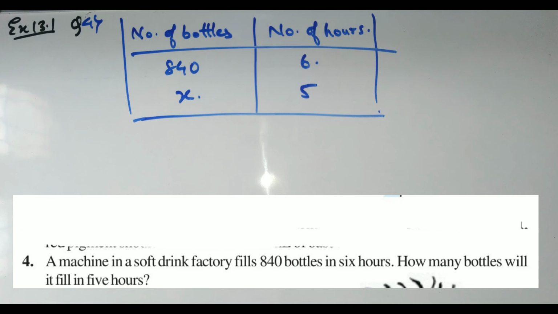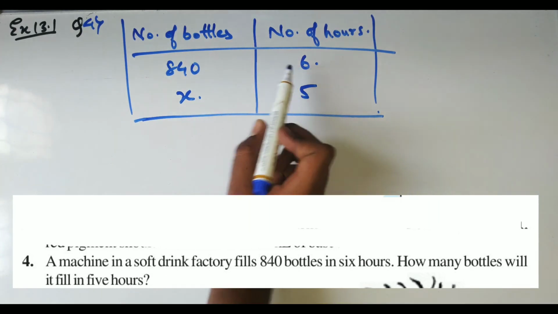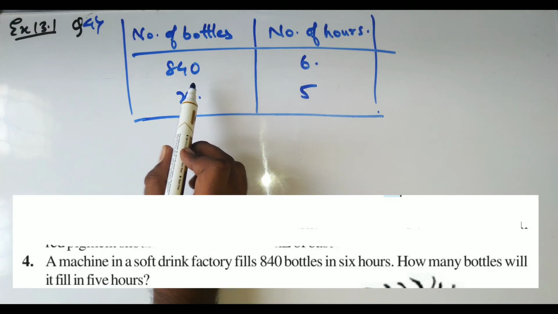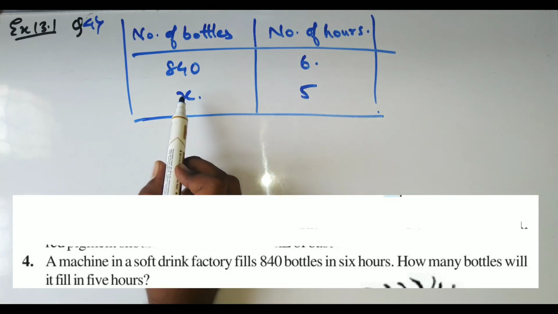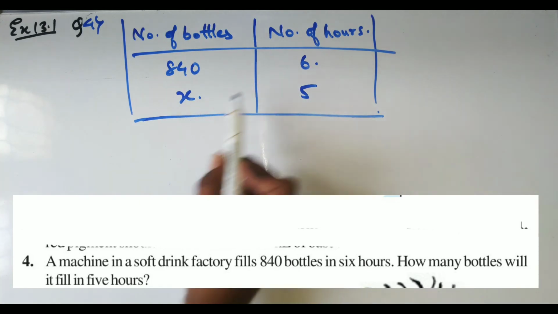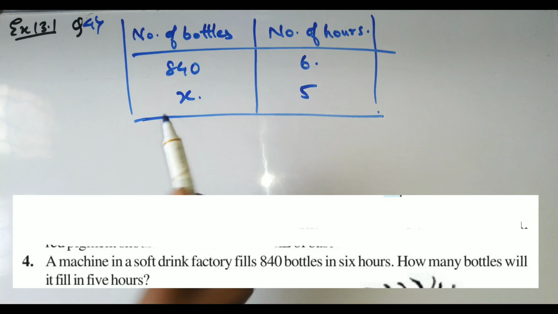So we need to calculate the x value, the number of bottles. It's again in direct proportion. Why is it in direct proportion? In 6 hours it fills 840. In 5 hours it will get reduced. So it's basically decreasing. When 6 hours is there, 840, and for 5 hours it will get reduced. We'll get the answer and then analyze.